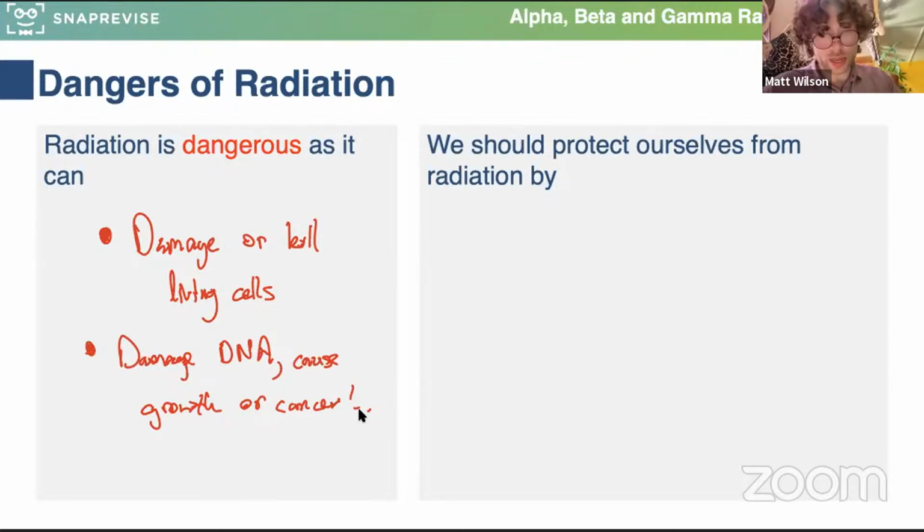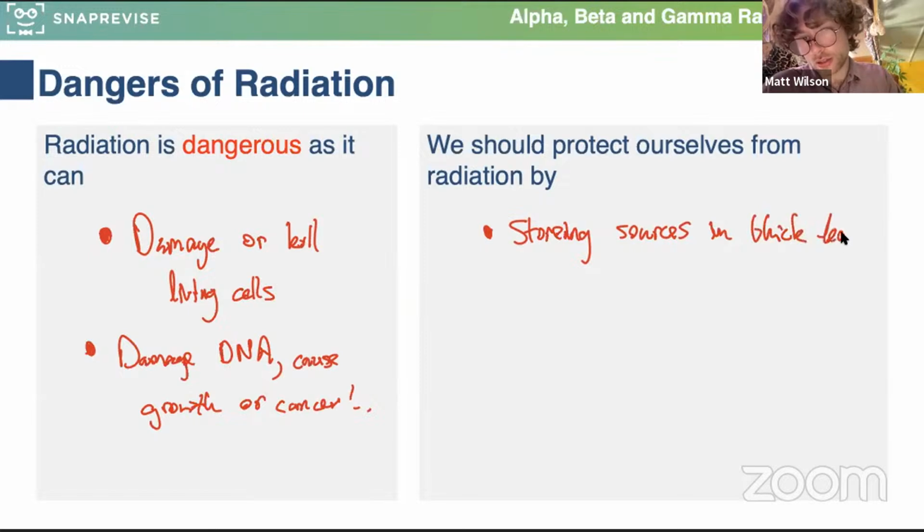And there are many precautions that we can take. So, for instance, we saw that paper would stop alpha radiation, metal would stop beta, and lead will stop gamma. Thick lead is the thickest and densest of all these materials, so thick lead will work for everything to an extent. So we can typically help ourselves by storing sources in thick lead containers.